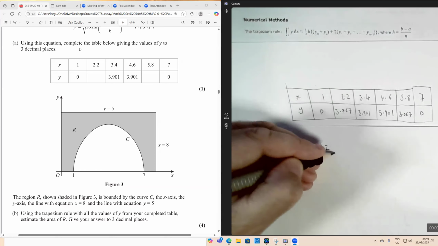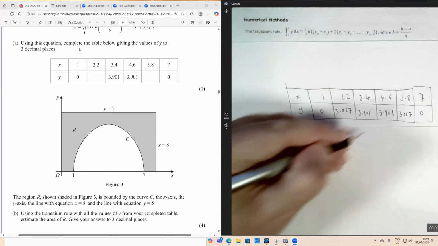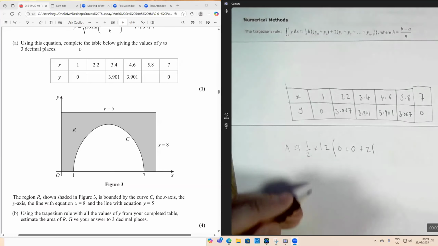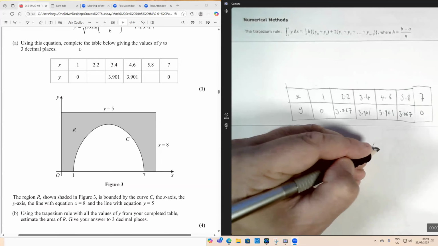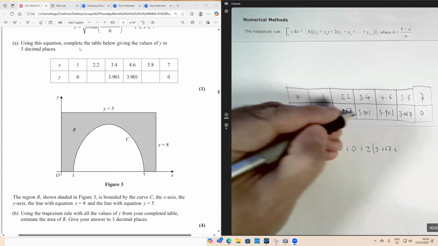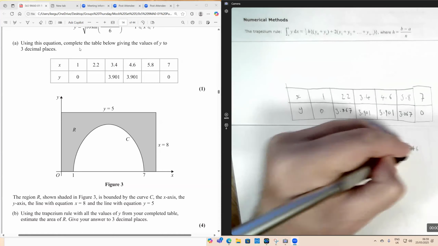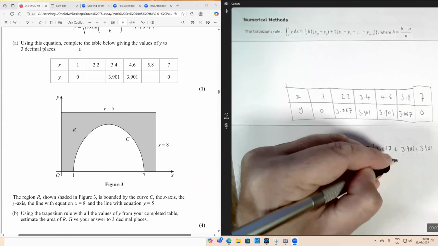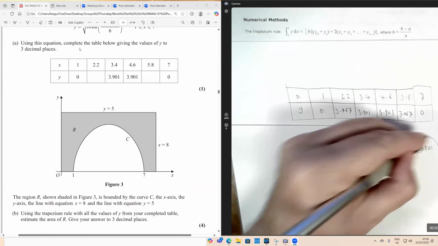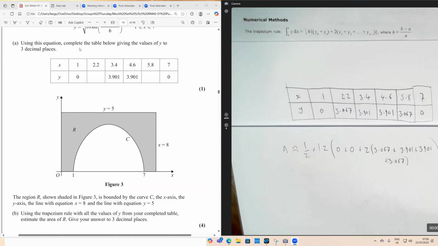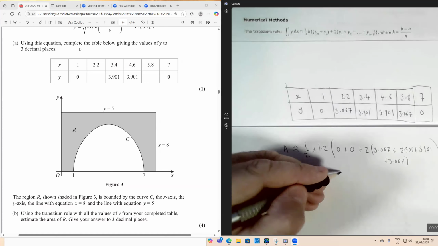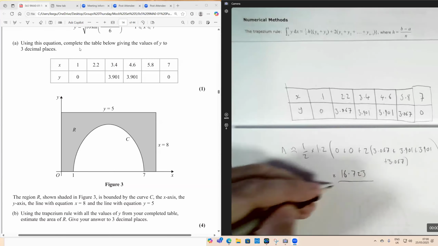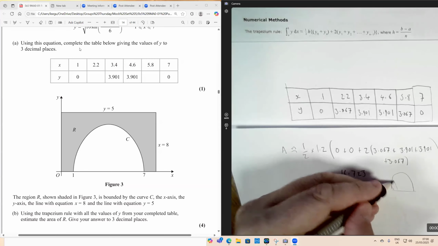So we're going to have our approximation for the area underneath the graph as a half times our h, which is 1.2, times y0, which is 0, add yn, which is also 0, plus 2 times all the ones in the middle: 3.067, 3.067, add 3.901, add another 3.901, add another 3.067, and that's all of the values. So they're all going to get doubled. We put all of that into our calculator, and that gives us 16.723. So that's our approximation for the area underneath that curve.